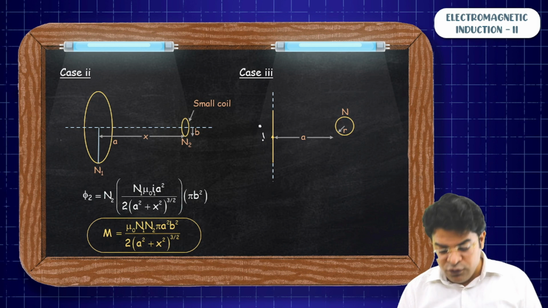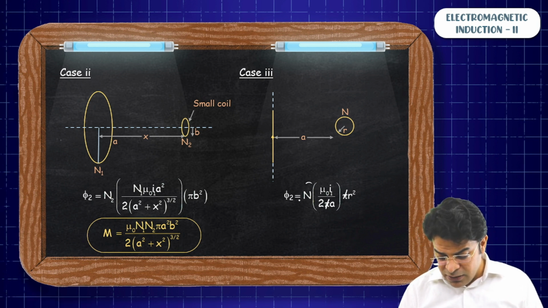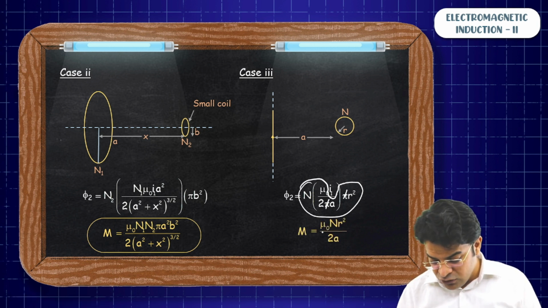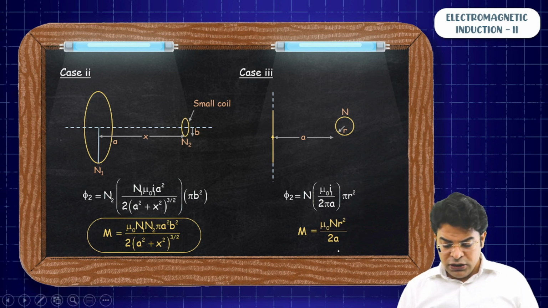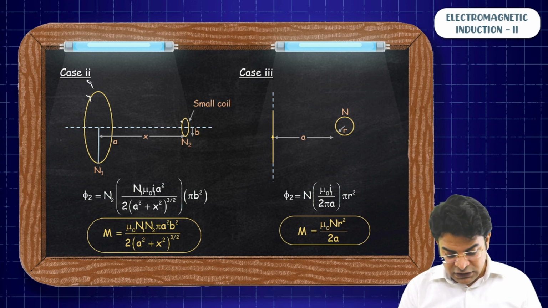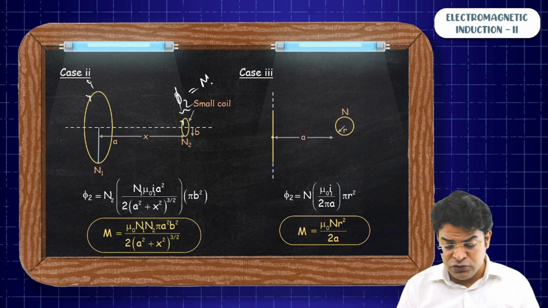So if a current I flows here, you will say that the flux linked with this smaller coil will be nothing but its number of turns multiplied by the strength of the magnetic field here multiplied by its area. So you write N into mu naught I1 upon 2 pi A into its area, which is pi R square. So you will cancel out pi, and you will write phi 2 equals something times I1. So this something has to be your mutual inductance. So mutual inductance comes out to be mu naught N R square by 2A. So what are you trying to justify here? Simple thing. Assume the current in one of them. Find the flux linked with the second one. Once you have got the flux linked with the second one, you can write it as mutual inductance times current in the first one.